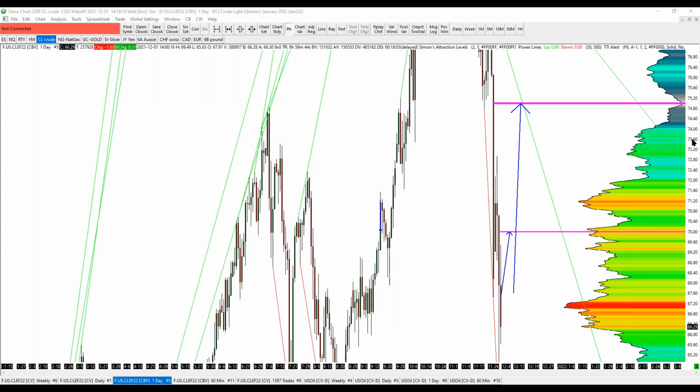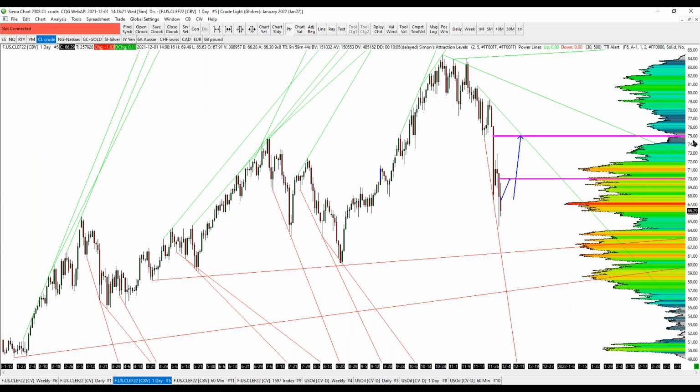So when I want to anticipate, for example, I'm anticipating the crude to go up to 75, right? Why am I anticipating the crude to go to 75? First of all, I have a major attraction level right here. You see this? This is a major attraction level. What is this major attraction level? This is 1 out of 50. This is the biggest one out of 50 levels.